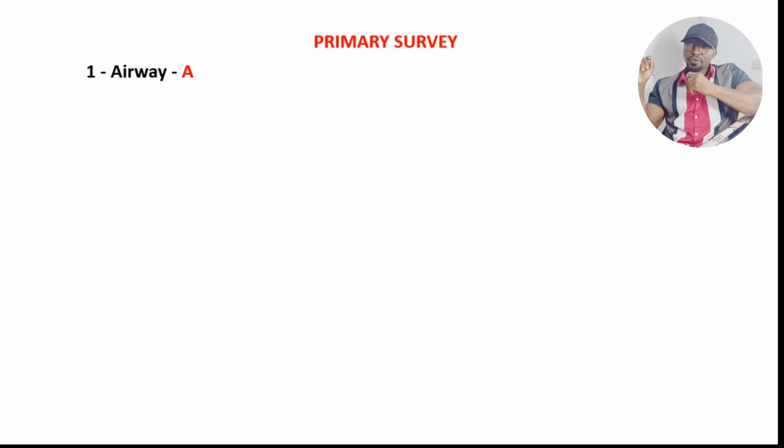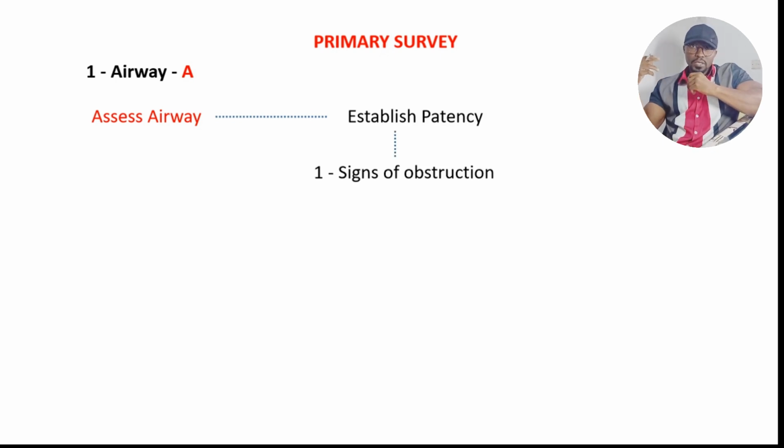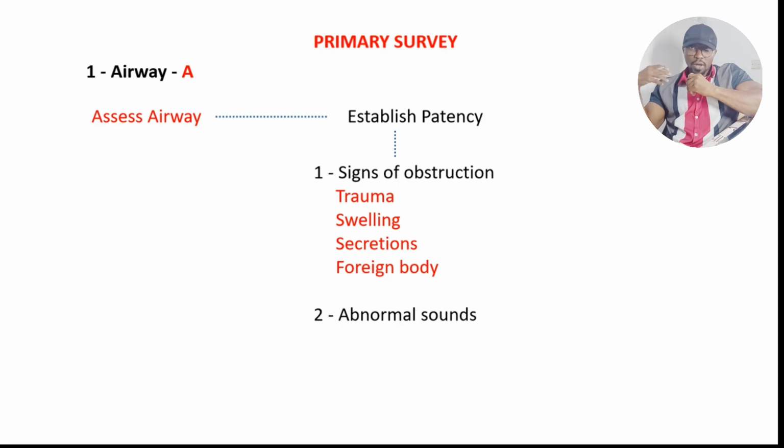So, first of all, it is very important for us to assess the airway in order to establish patency, or clear passage through the airway. Now, in order to do this, we have to look for signs of airway obstruction, which might include trauma, swelling, secretions, and the presence of foreign body in the airway. This is followed by listening for abnormal sounds like stridor and snoring.